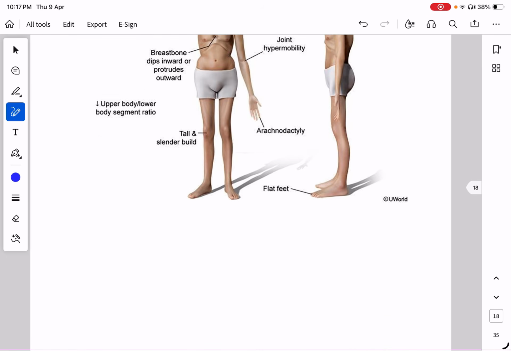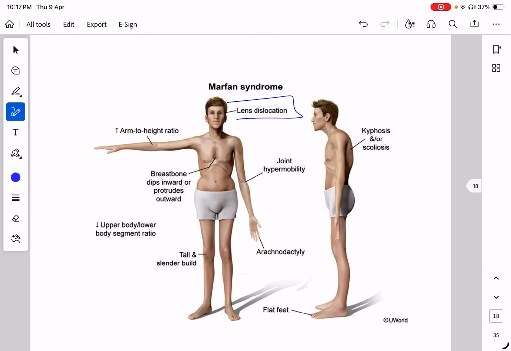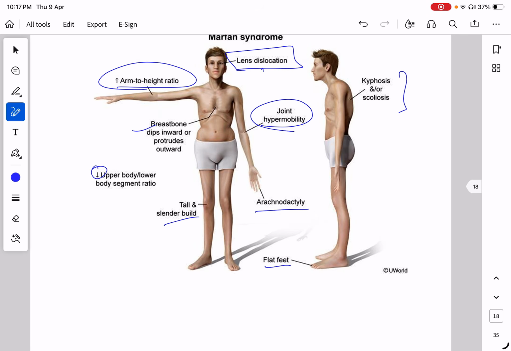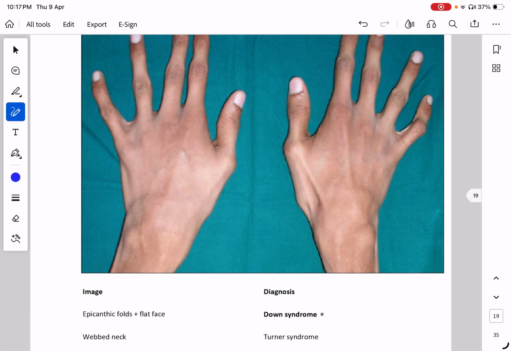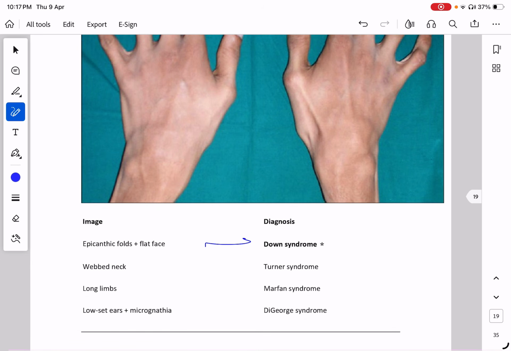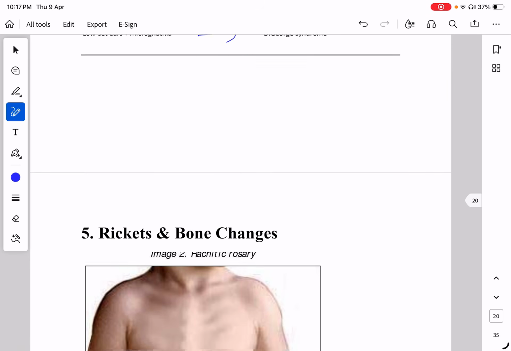And Marfan syndrome: lens dislocation, increased arm span to height ratio, breastbone depressed inwards or protruding outwards, joint hypermobility, decreased upper segment to lower segment ratio, tall and slender build, arachnodactyly, flat feet, kyphosis or scoliosis. So these are the features of Marfan syndrome. Now, epicanthic folds plus flat face in Down, webbed neck in Turner, long limbs in Marfan, low set ears plus micrognathia in DiGeorge syndrome.